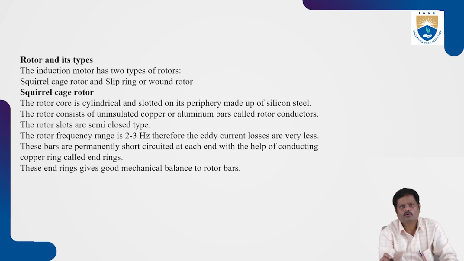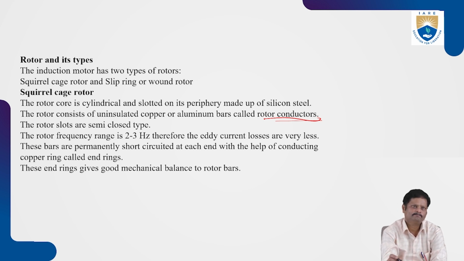The rotor core is cylindrical and slotted on its periphery, made up of silicon steel. The rotor consists of uninsulated copper or aluminum bars called rotor conductors. A conductor is required to cut the magnetic flux, so the copper or aluminum bars are used for cutting the magnetic flux.